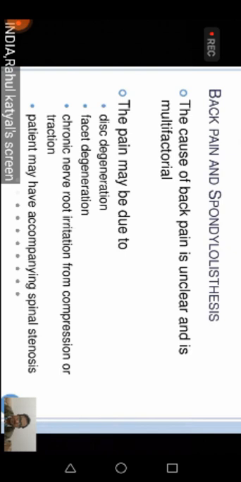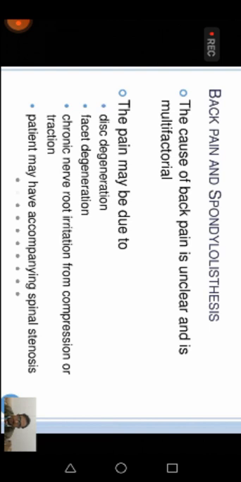So what does it mean? It means that we have to treat everything around these areas: the disc, the facet, chronic nerve root irritation, and also the spinal stenosis. The accompanying pain may be due to any of these four reasons.